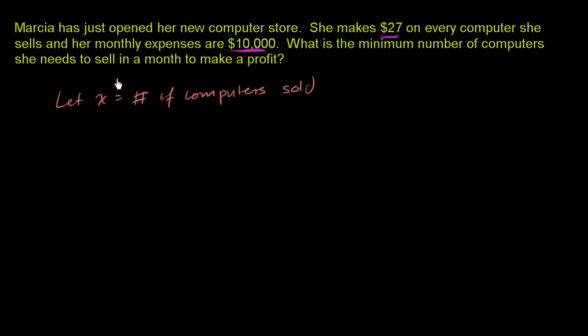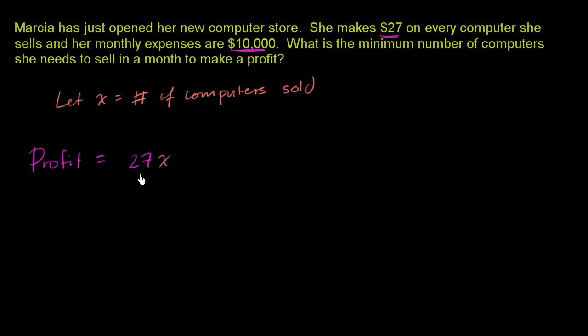Now let's think about how much net profit she will make in a month. And that's what we're thinking about: the minimum number of computers she needs to sell in order to make a net profit. So I'll write her profit. Her profit is going to be how much money she brings in from selling the computers, and she makes $27 on every computer she sells. So her profit is going to be $27 times the number of computers she sells.